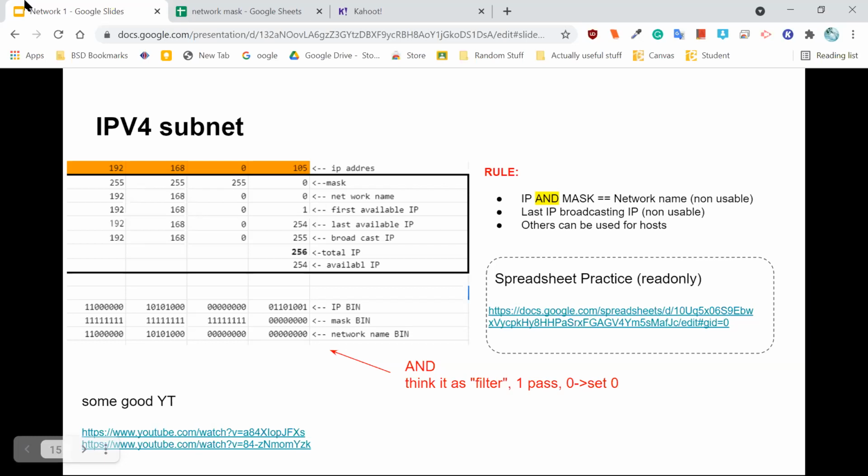The filter means if it's 1, you pass through whatever is in the IP to the bottom. For example, for the first section, it's 11000000 and your mask is all 1s. After the AND operation, the result at the bottom row is exactly the same as the first row. Did you notice that? So think of 1 as a pass, and 0 as non-pass. Whatever is 0 is set to 0.